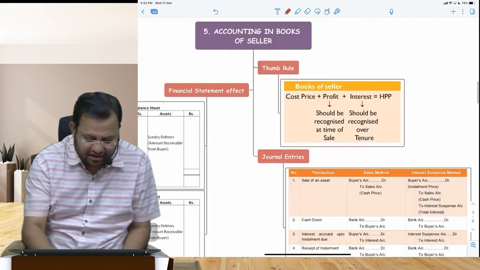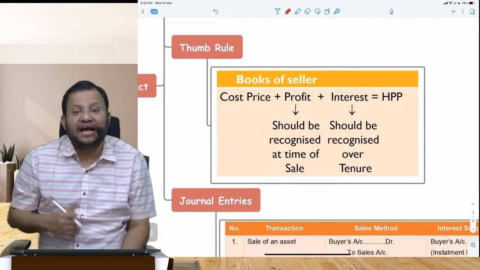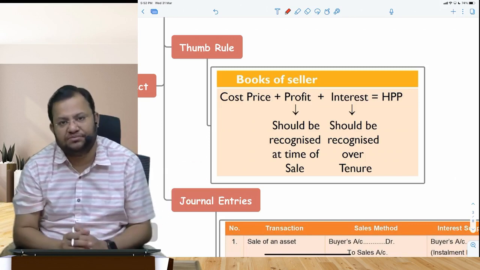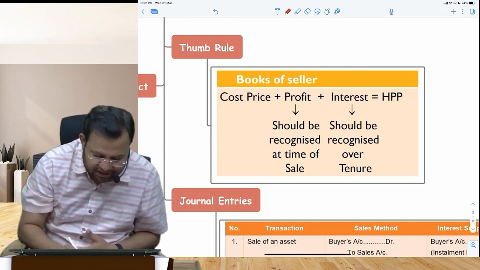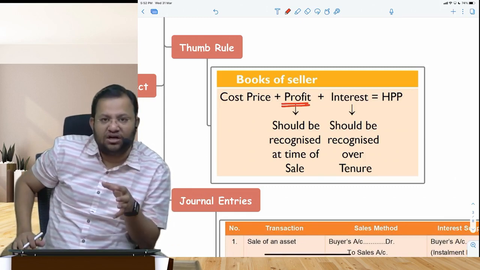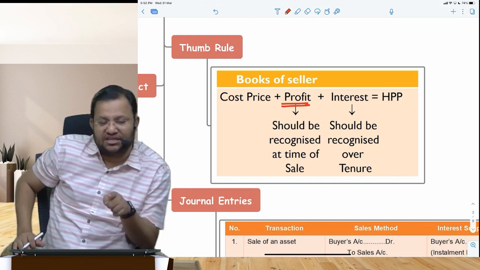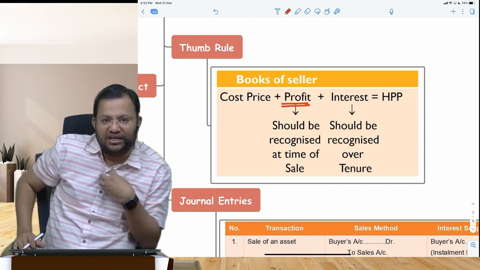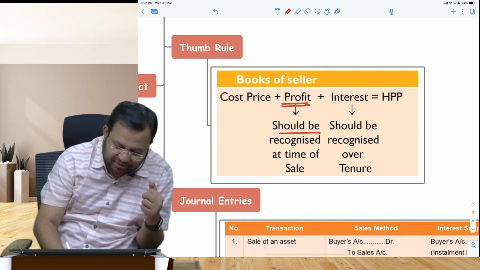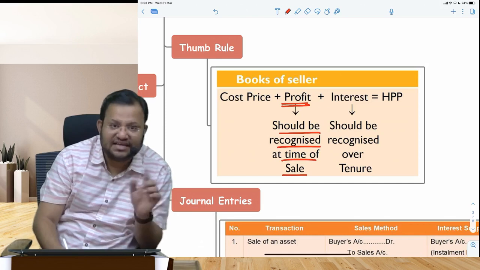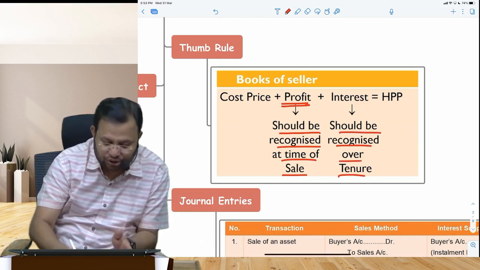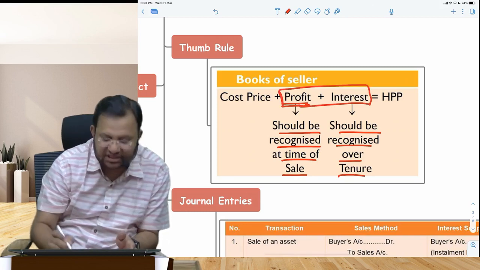For a seller, I am going to treat it as a sell immediately when I sell the goods on hire purchase, even though ownership is not transferred. So the thumb rule is, the profit is a reward for selling the goods, and I should record this profit by applying substance over the form, because even though seller remains to be a legal owner, he is not the owner in substance. So profit should be recognized at the time of sell immediately, and interest should be recorded over the tenure of agreement. You should not club these two things together.